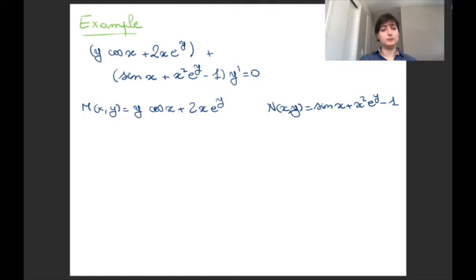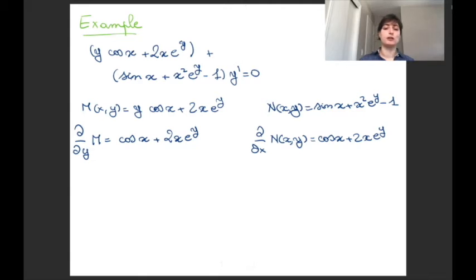Let's look at an example. We have y cos x plus 2x exponential of y, plus, in parentheses, sine of x plus x squared exponential of y minus 1, all of this times y prime equal to 0. By the notation we used before, the first block is equal to M. So we have M equals y cos x plus 2x e to the y, and N being sine of x plus x squared e to the y minus 1.